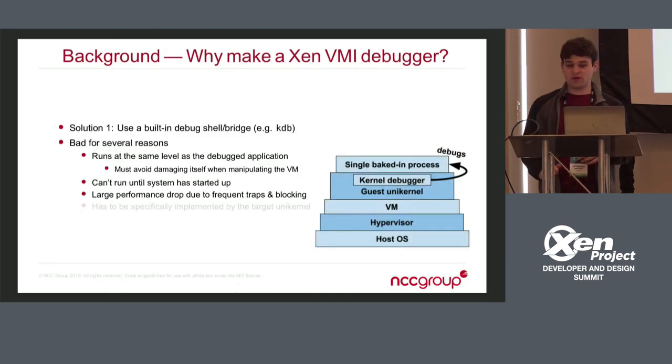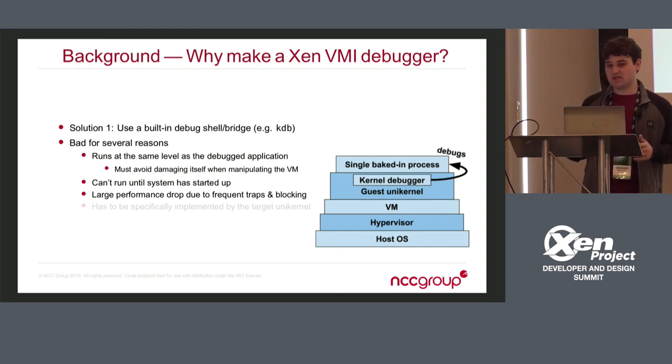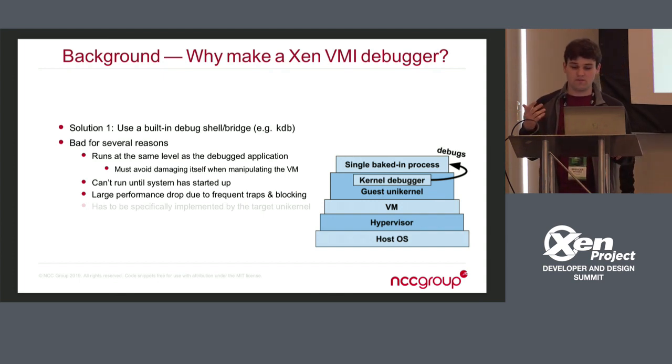The way that a kernel debugger works is to constantly trap from the code that would typically be running back into the debugger code in order to update the debugger state, and it pretty much has to block for all user inputs. So you get a very, very large performance hit compared to running without a debugger.